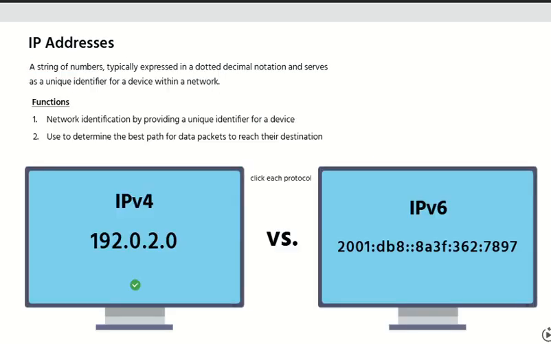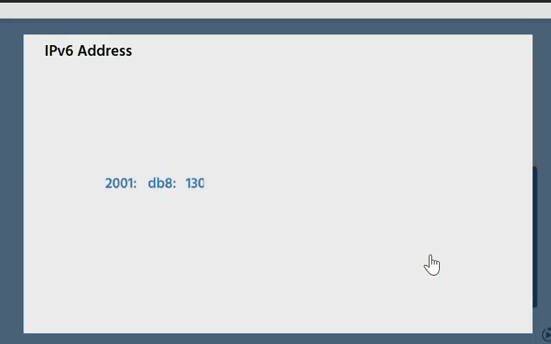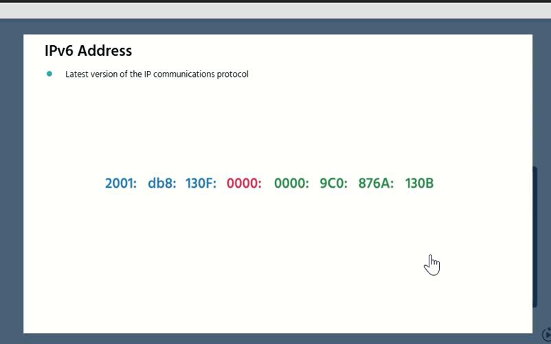Select the next option. Internet Protocol version 6 is the latest revision of the IP Communications Protocol. This protocol was developed by the Internet Engineering Task Force, or IETF, to deal with the long-anticipated problem of IP version 4 address exhaustion. IP version 6 expands the length of an address, allowing for many more unique addresses.